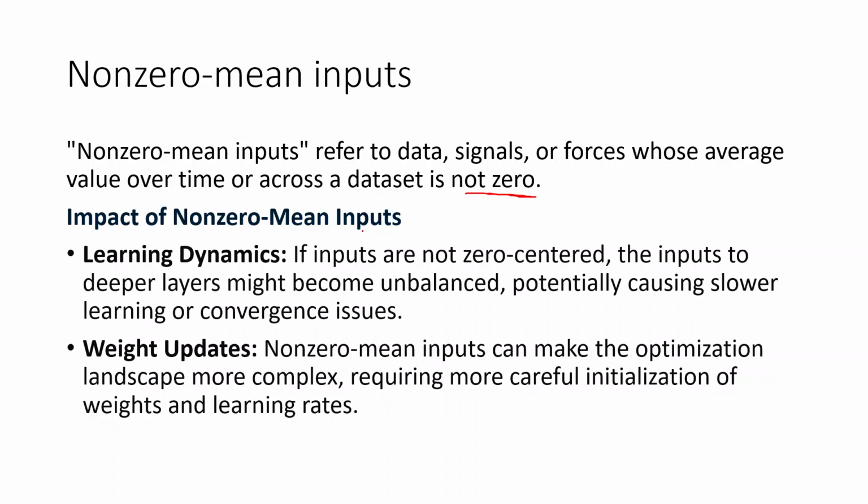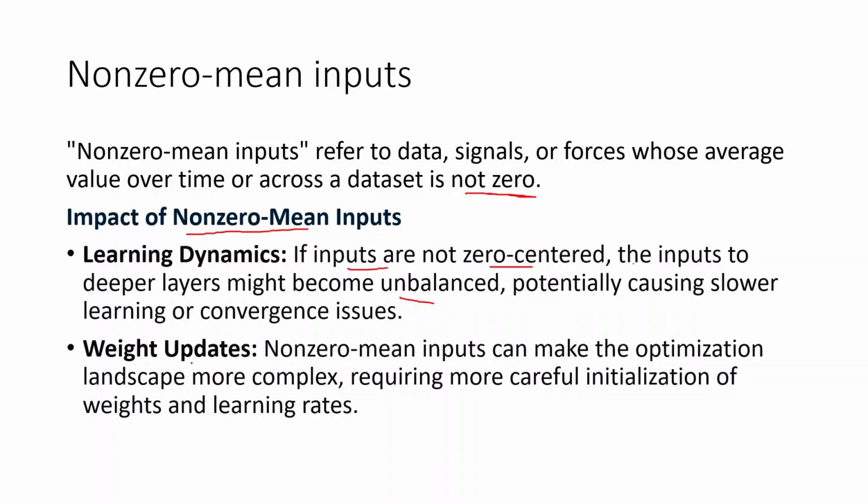But if the inputs to the neural networks are non-zero mean, what is the impact? It is going to have an impact on the learning dynamics. That is, if the inputs are not zero centered, the inputs to the deeper layers may become unbalanced, potentially causing slower learning or convergence issues.